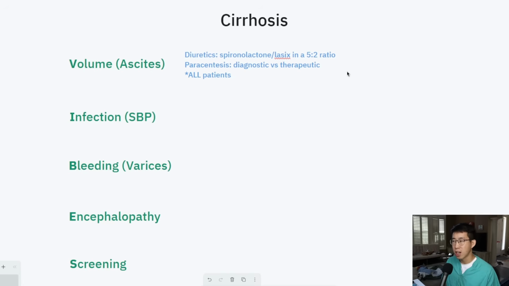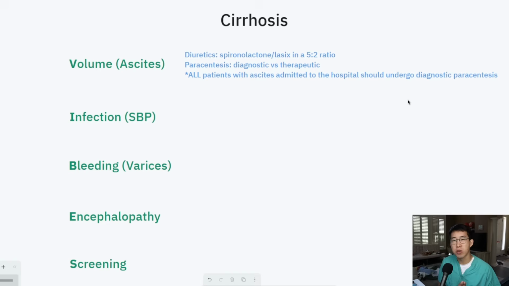One thing that is actually very commonly missed is that all patients who are admitted to the hospital with ascites, regardless of whether they have abdominal pain or fever or signs of infection, should undergo at least a diagnostic paracentesis. The reason for this is that we are actually very bad at clinically judging if a patient is having SBP or not. And a lot of these patients may not give the classic clues or signs of infection.